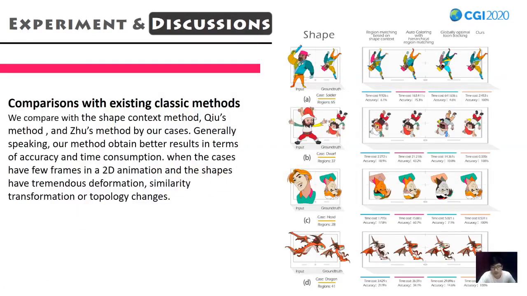The second experiment shows the comparisons with existing classic methods. We compare with the sheep contact method, choose method, and juice method by our cases. Generally speaking, our method obtains better results in terms of accuracy and time consumption.